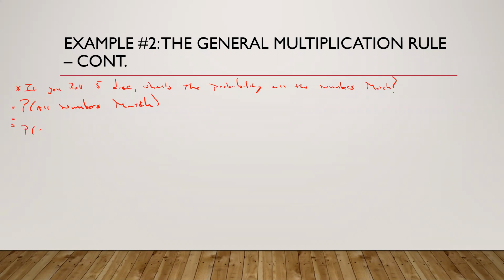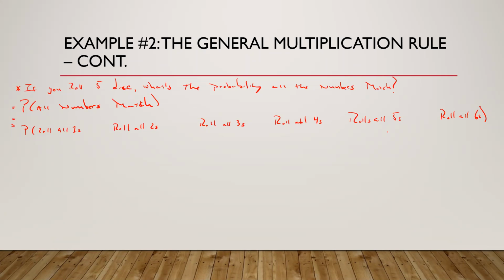Okay, so that's the probability you roll all 1s. Roll all 2s. Roll all 3s. Roll all 4s. Roll all 5s. Roll all 6s. So now you have to ask yourself here, what goes in here? Is it ands or ors?